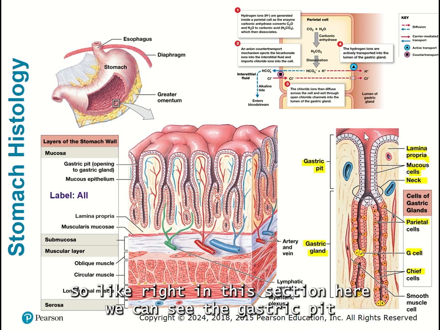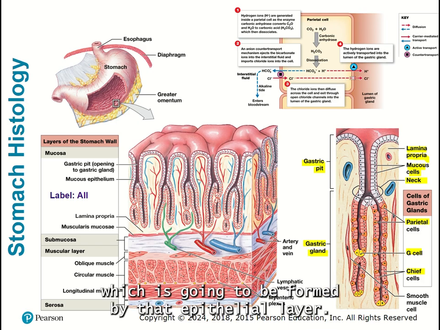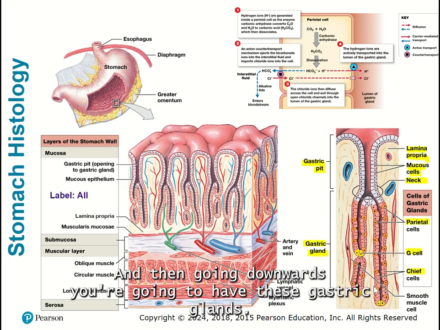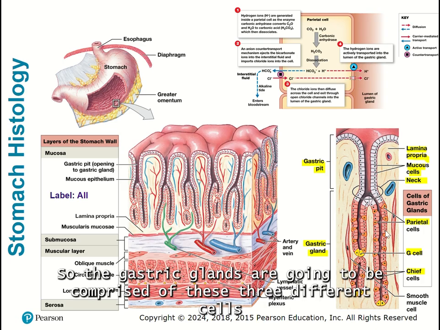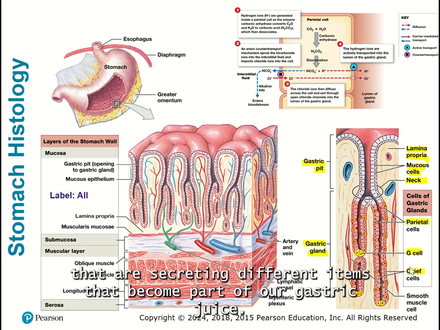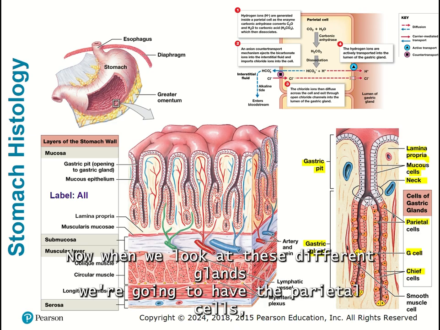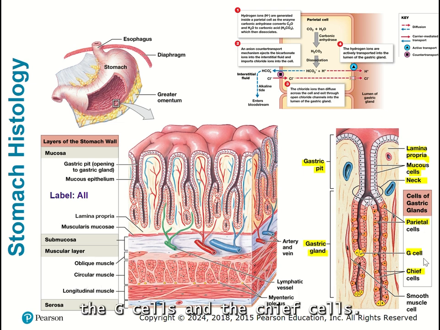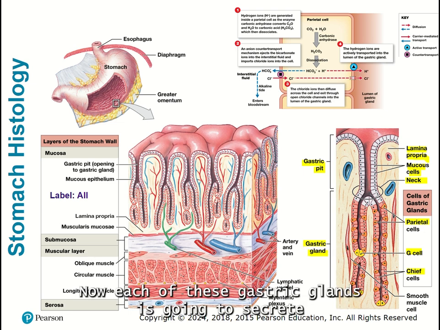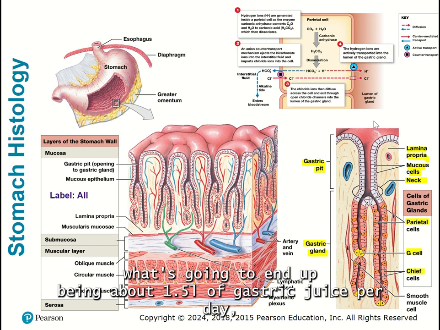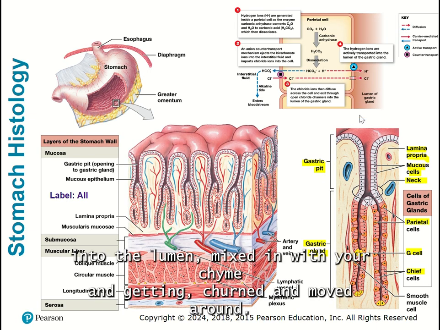We can see the gastric pit, which is formed by that epithelial layer, and then going downward, you're going to have these gastric glands. The gastric glands are comprised of 3 different cells that are secreting different items that become part of our gastric juice. Now, when we look at these different glands, we're going to have the parietal cells, the G cells, and the chief cells. Each of these gastric glands is going to secrete what's going to end up being about 1.5 liters of gastric juice per day, which is going to get dumped into the lumen, mixed in with your chyme, and getting churned and moved around.